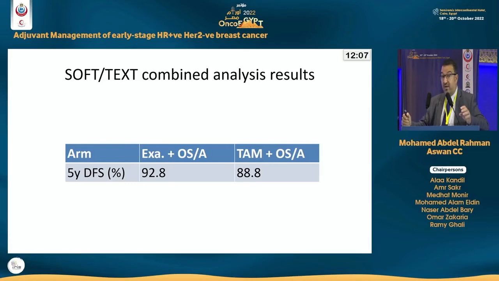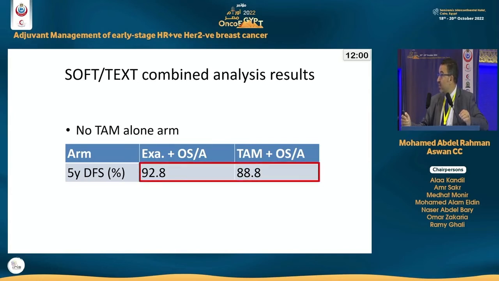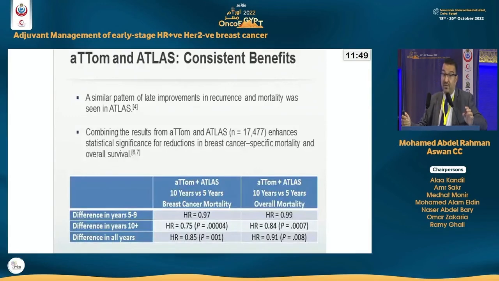So we have a combined or pooled analysis for the two trials. Unfortunately, the combined analysis did not include the tamoxifen arm alone. But if you revise the data, we'll find that addition of ovarian suppression is better added to exemestane rather than to TAM for the improvement of the 5-year disease-free survival.